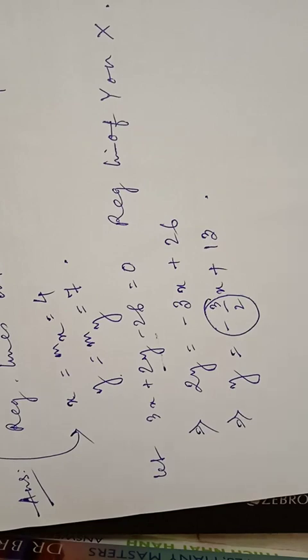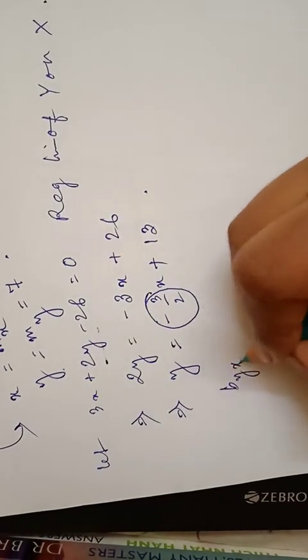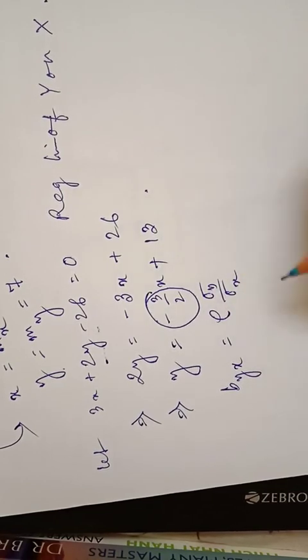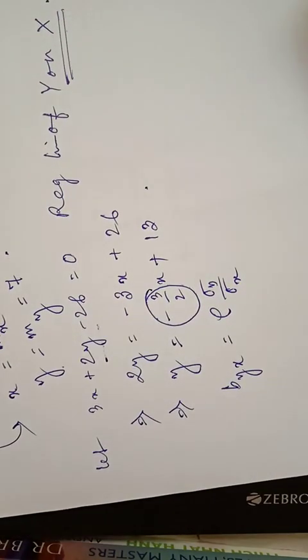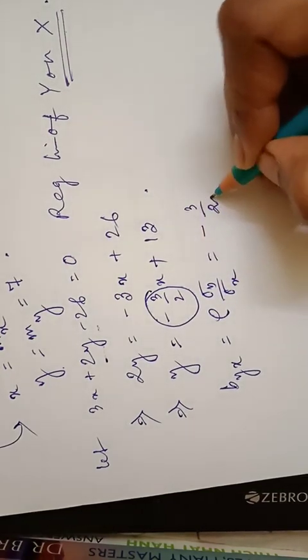So minus 3 by 2, this quantity becomes the slope of that regression line. Now we know what is the slope of the regression line. This is denoted by byx and it takes the value rho sigma y by sigma x for the regression line of y on x. So this value must be minus 3 by 2.